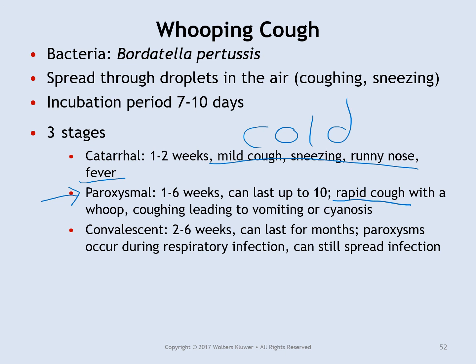After you make it through that paroxysmal stage, then we get to this convalescent stage that lasts anywhere from 2 to 6 weeks, but can go up to months. During this convalescent stage, if you get some kind of respiratory infection, maybe your patient has the flu or a cold, that can send them back into the paroxysmal stage with the really bad cough and the whoop. During this time, you're still contagious. You can still make someone else sick.